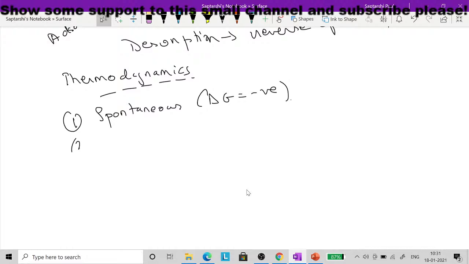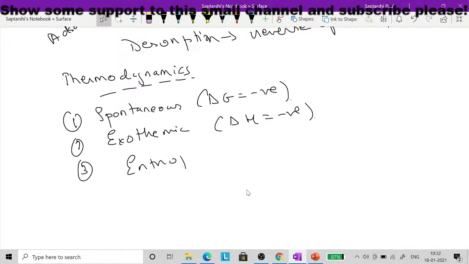It is an exothermic process, so delta H is also negative. Also the entropy is negative. You may ask, how is this possible? How can entropy be negative? For the particular process of adsorption it is negative; when you consider the whole system and the surroundings also, the total entropy is positive. But when adsorption is occurring with the adsorbent and the adsorbate, it is negative.